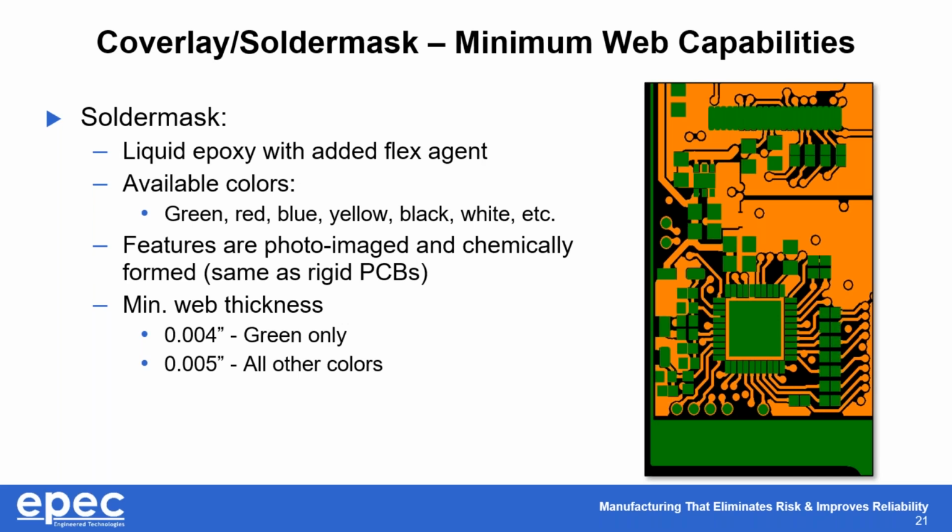For solder mask, the features are photo imaged and chemically formed. It's a similar process to rigid PCBs in that aspect. It doesn't change much. It's just the additive that changes. For our minimum web thicknesses, however, it is significantly smaller than Coverlay. So for green solder mask, we will see a 4 mil minimum web, whereas for all other colors, we see a 5 mil minimum web.